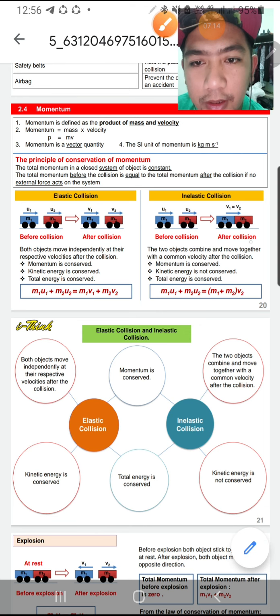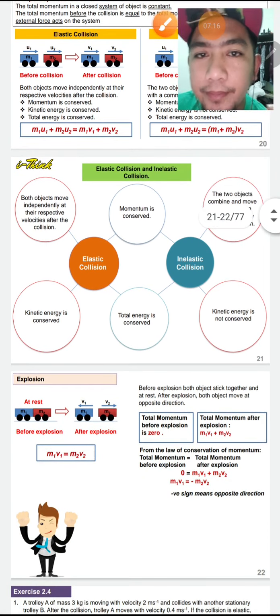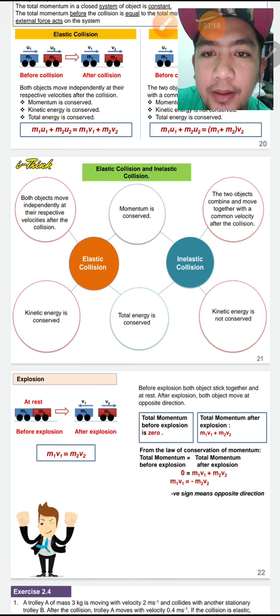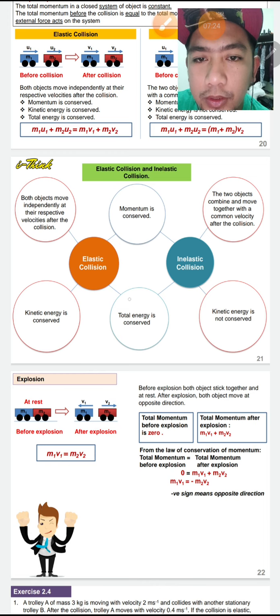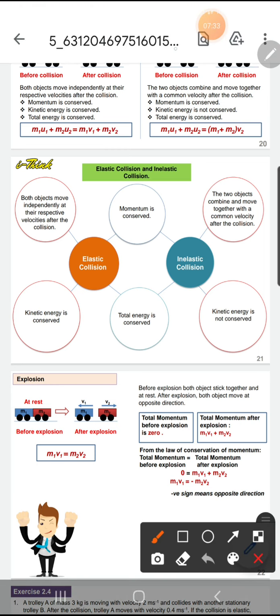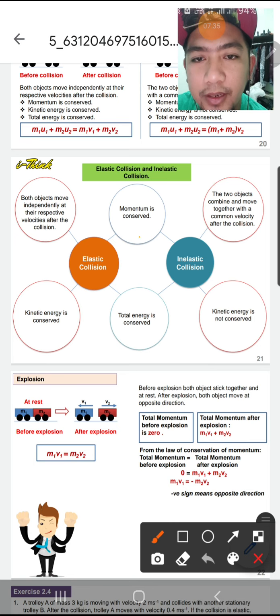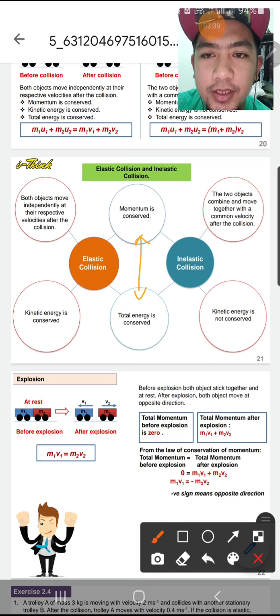So let's look at this mind map. I think the differences between the elastic collision and inelastic collision. The similarities between elastic collision and inelastic collision is that the momentum is conserved, and the total energy is conserved.